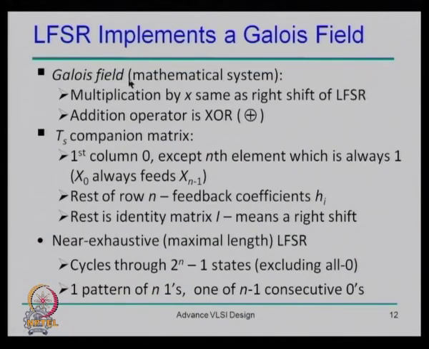This works on Galois field theory, wherein the multiplication by x serves as the right shift in the LFSR, and the addition operation is simply an XOR operation or mod 2 operation. The Ts companion matrix, the properties I already explained to you, gives you the near exhaustive sequence. So that means other than all zeros, it may give you all the sequences. So your cycle length may go to 2 raised to the power n minus 1. That means it excludes 0, because once it goes to the all 0 state, it may never come out from that, and hence that can never be generated.